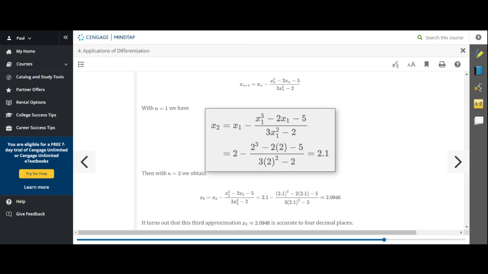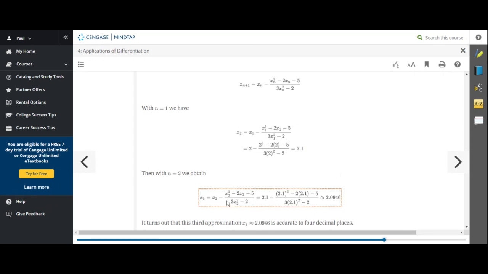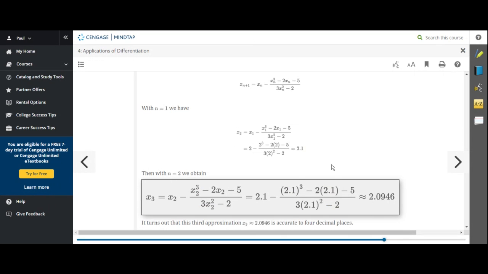All right. Now we want to do another approximation, x sub 3. Well, x sub 3 is going to be based on x sub 2. And so x sub 3 is going to be equal to what you see here. I don't think I need to read every little detail. You can see it right in front of you.